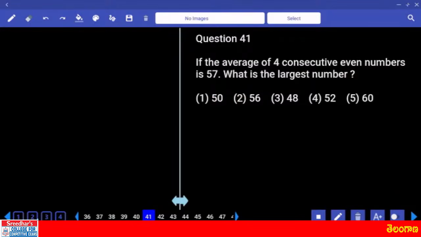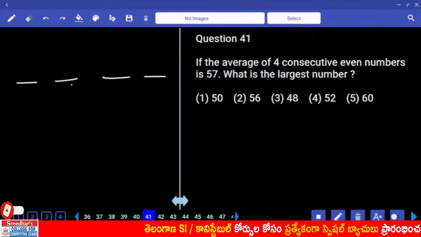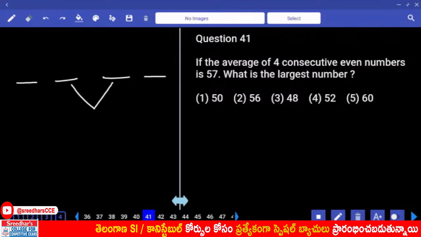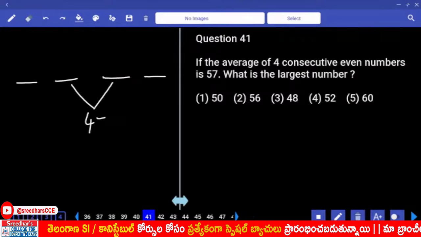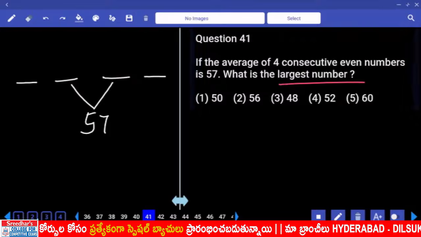Shall we start? Right, 41. Average of 4 consecutive even numbers is 57. Consecutive numbers, average will be the middle number, right? Middle number in the sense between these, that is 57. Question is largest number.